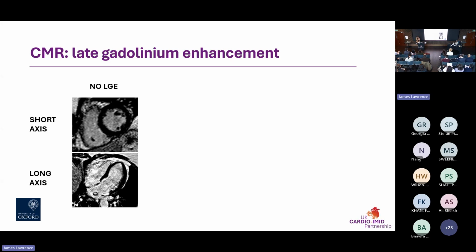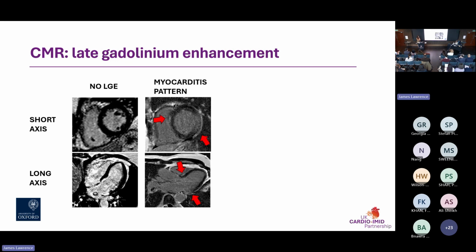I'm just going to go through some of the patterns you can see. It's a very variable disease; each patient will look a bit different. In cases where there is inflammation but no scarring, you get absolutely no evidence of scar. You can get a myocarditic pattern with subepicardial enhancement and also patchy diffuse uptake in the lateral wall in this case.